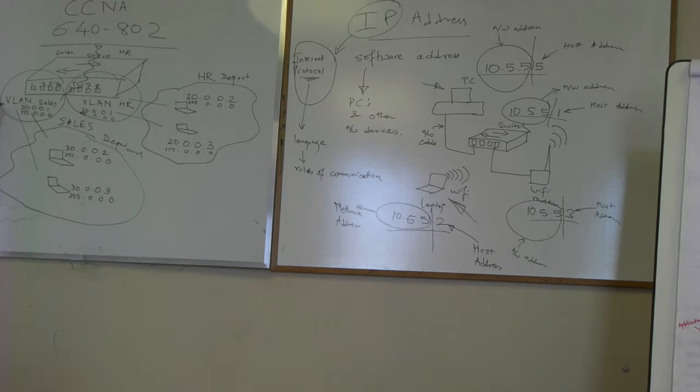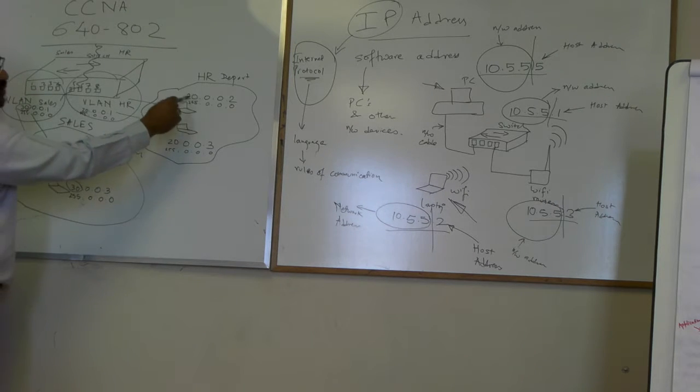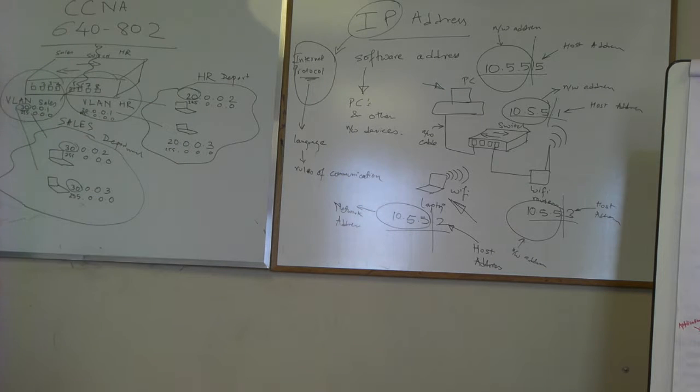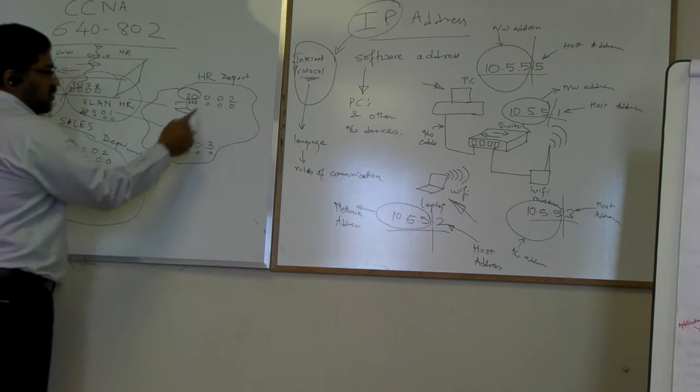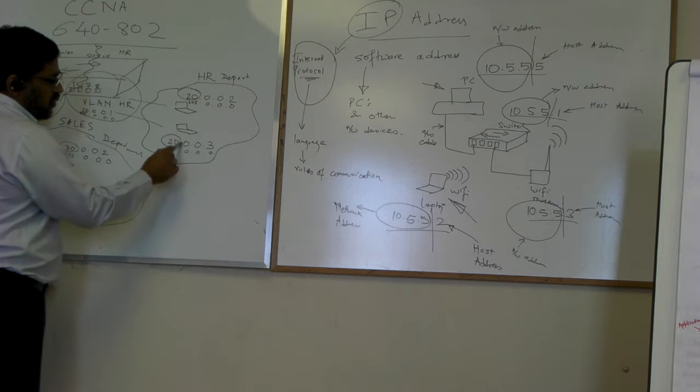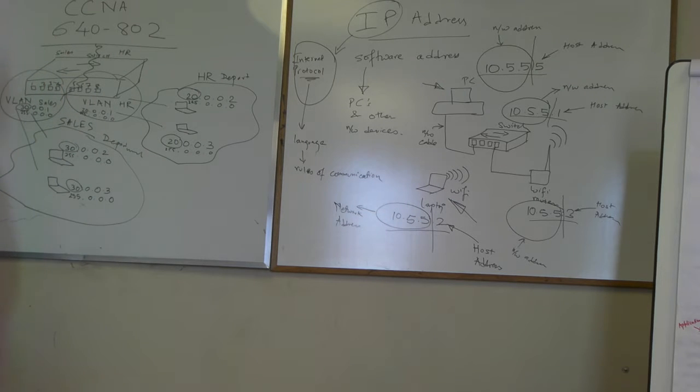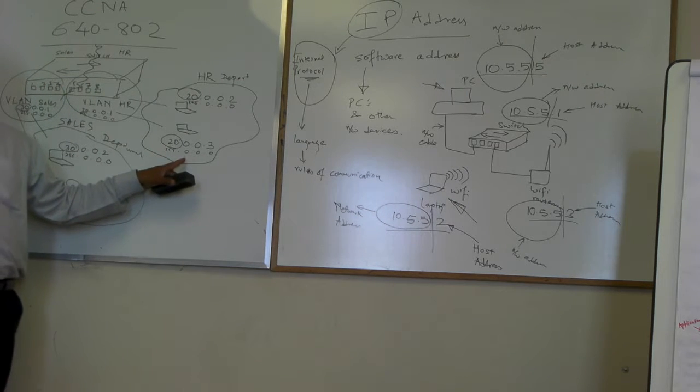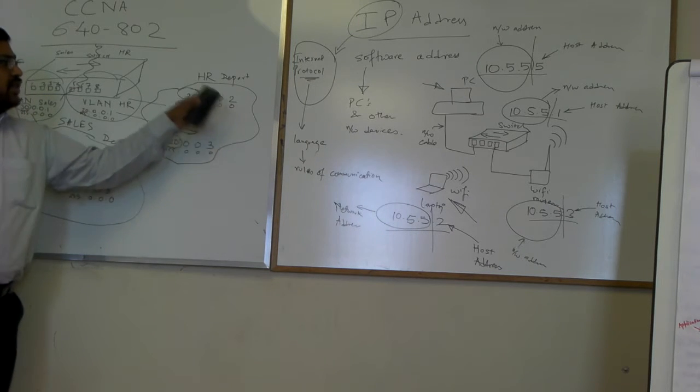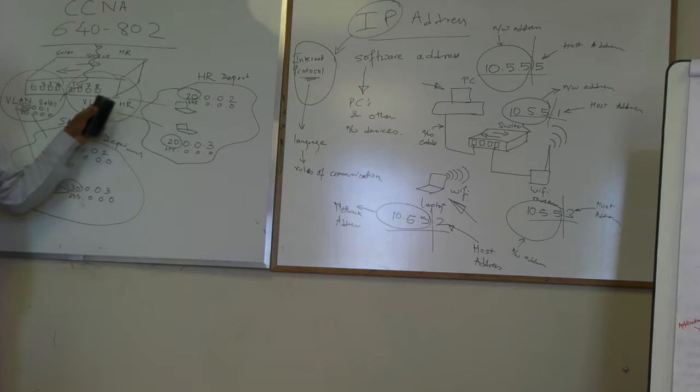This is a 30 network. That's the network address, and this network address is 20. So they will never talk to each other. They will not be able to understand what's happening in the other network. But if this guy wants to talk to him, he can, because both of them are in the same network.